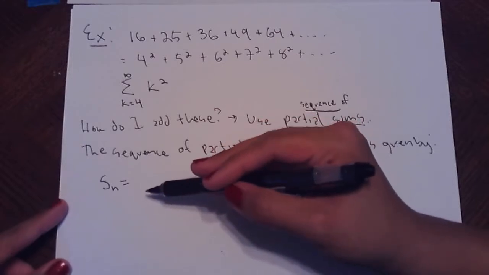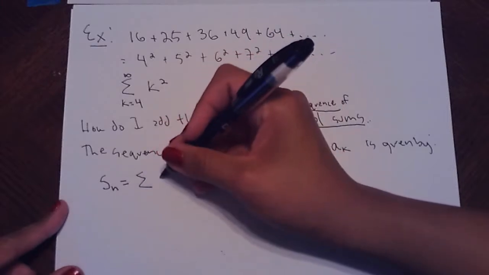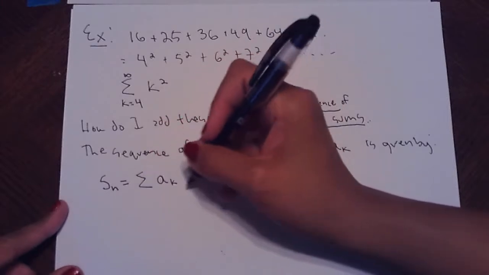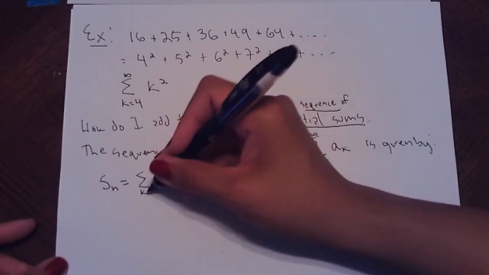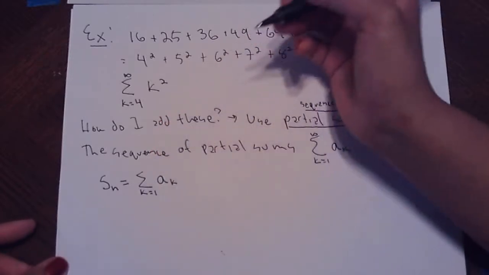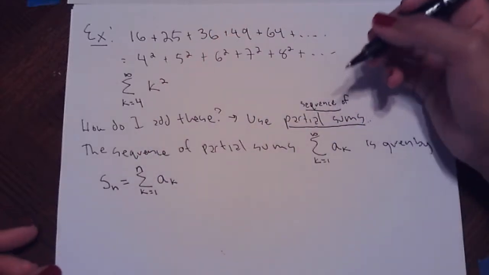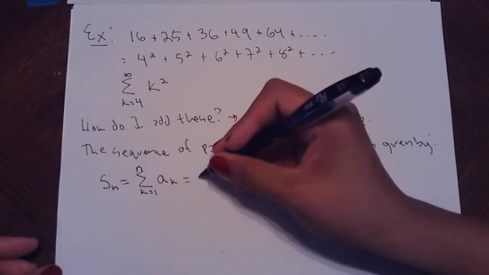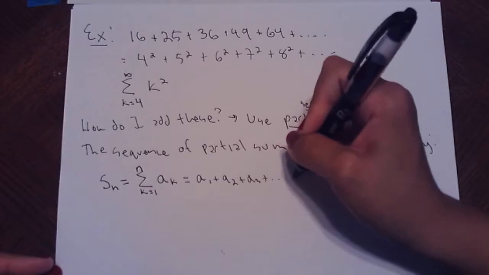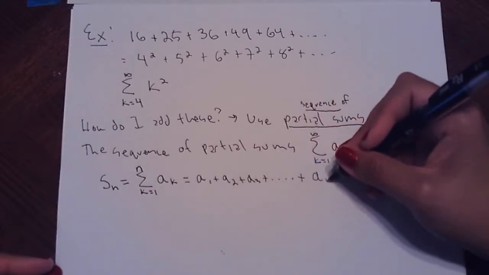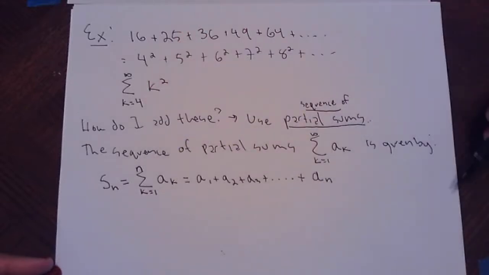We'll call this new sequence S for sum. And how I'm going to find it is I'll take a sum of my list of terms that I'm adding up, and I will start at whatever I initially started at, but I'm going to stop at n. So if I write this out, this is basically a1 plus a2 plus a3 plus, you're going to keep going until you hit the nth term, and then you stop there because that was our stop number.